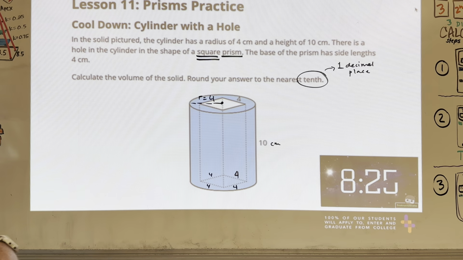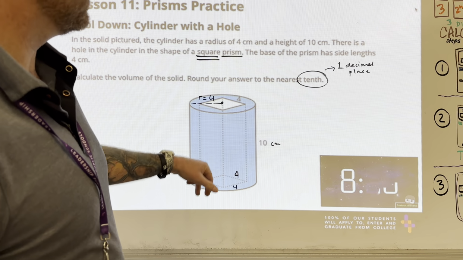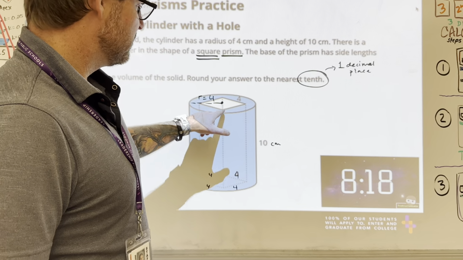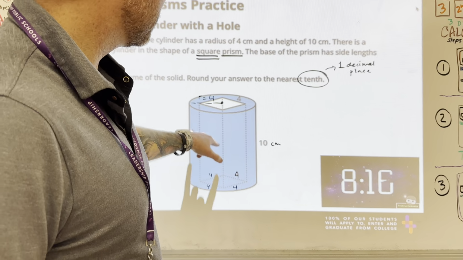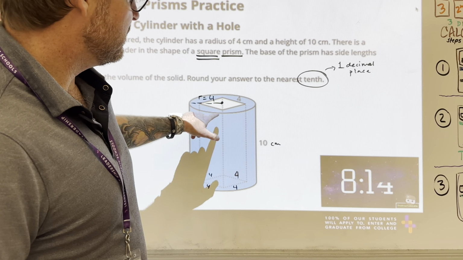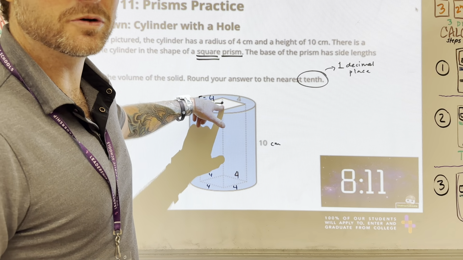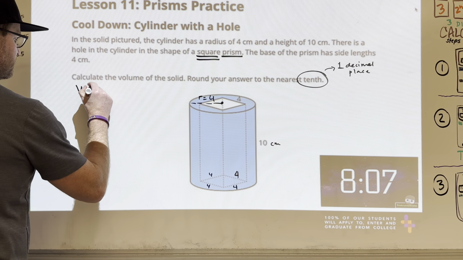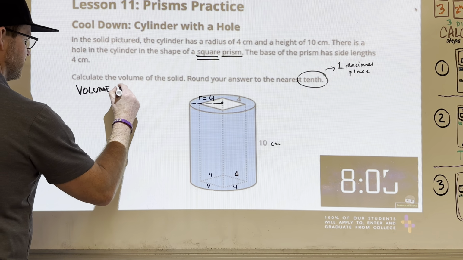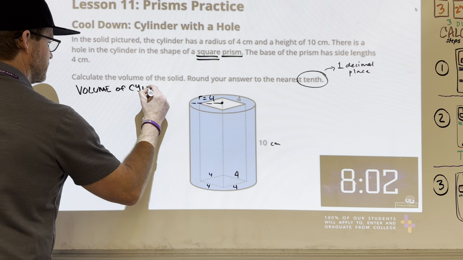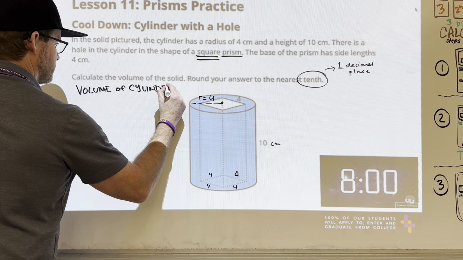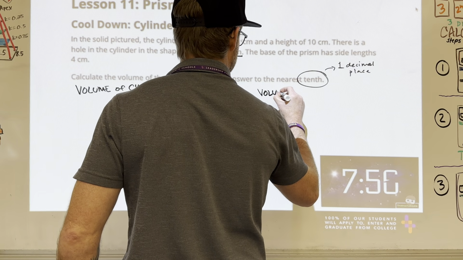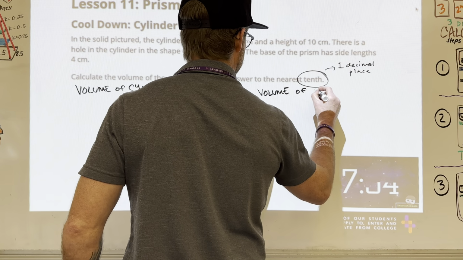So there, we've dissected the directions. Now let's figure it out. If there's a hole in the middle of the cylinder, that means we have to get the whole cylinder's volume and subtract the prism's volume. So the game plan on this one is the volume of the cylinder minus the volume of the prism.